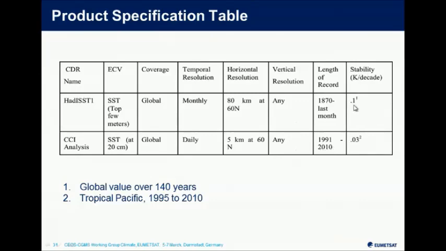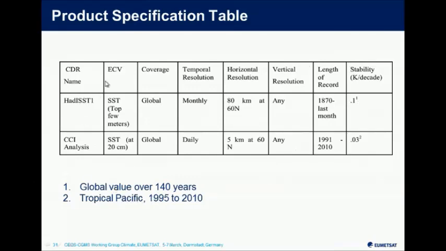Stability-wise, HadISSD is 0.1, but the CCI analysis is much better. It's 0.03 Kelvin per decade. So it's much better in terms of stability. But there are some caveats.